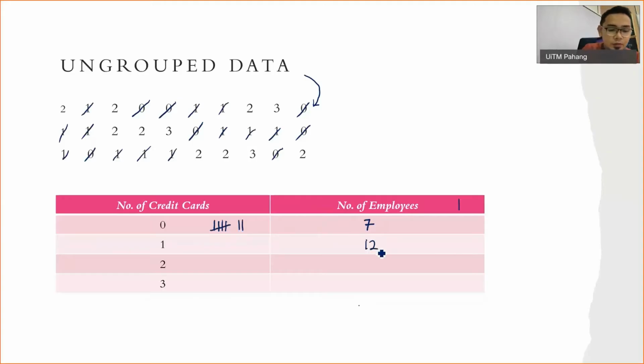And then we have 2. So 1, 2, 3, 4, 5, 6, 7, 8. So we have 8 twos in this case. And then the last one, 1, 2, 3. So there are 3 threes. To be safe, you better do the tally here. You count one by one and cancel each one once it has been counted. So this one is for the ungrouped data.